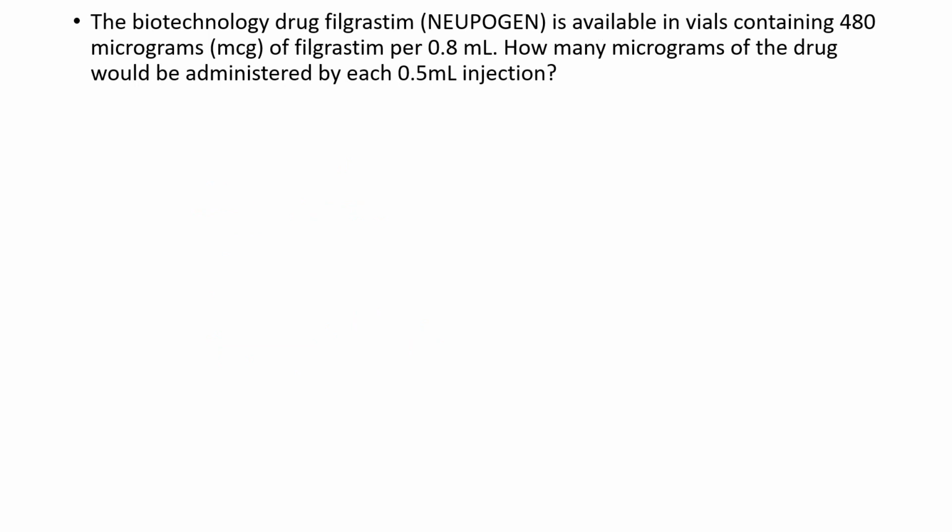So the biotechnology drug filgrastim is available in vials containing 480 micrograms of filgrastim per 0.8 ml. How many micrograms of the drug would be administered by 0.5 ml of injection? So the vial has a concentration of 480 micrograms per 0.8 ml. The question is asking how many micrograms per 0.5 ml.